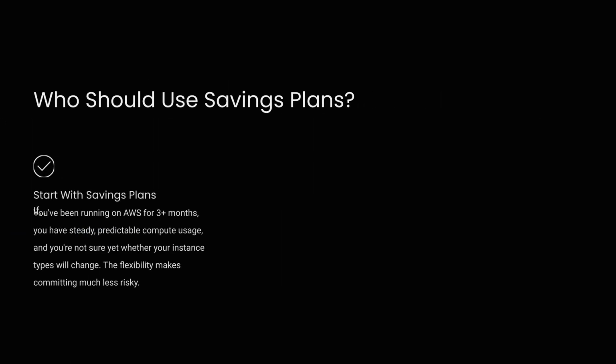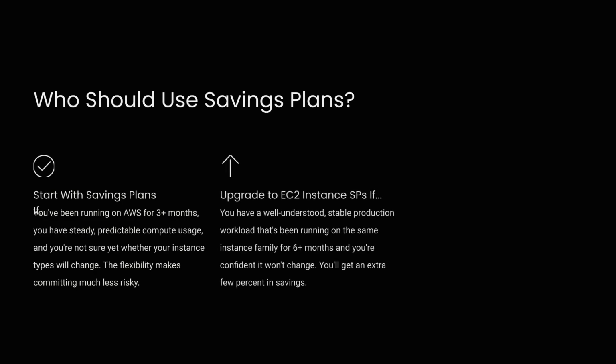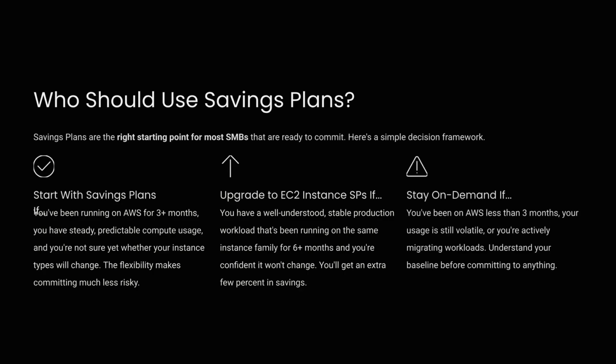Start with Compute Savings Plans if your usage is steady, but your instance types might change. Upgrade to EC2 Instance Savings Plans for stable production workloads for the highest discount. Stay on demand if your account is new or usage is volatile.